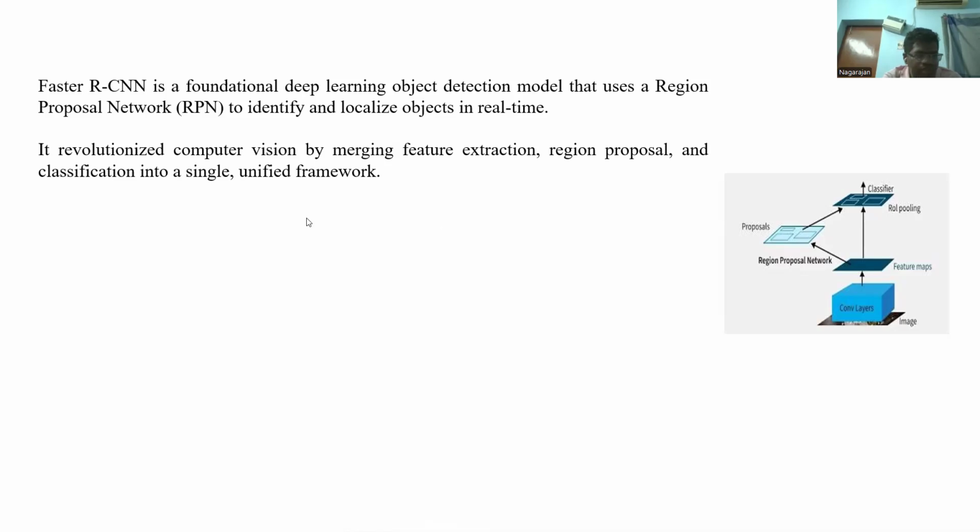Most of the speed is because the RPN generates the bounding box concept here, the candidate boxes or anchor boxes also. For the field of computer vision it's very important, because Faster RCNN merges the concepts of feature extraction, region proposal, and classification into a single unified framework.